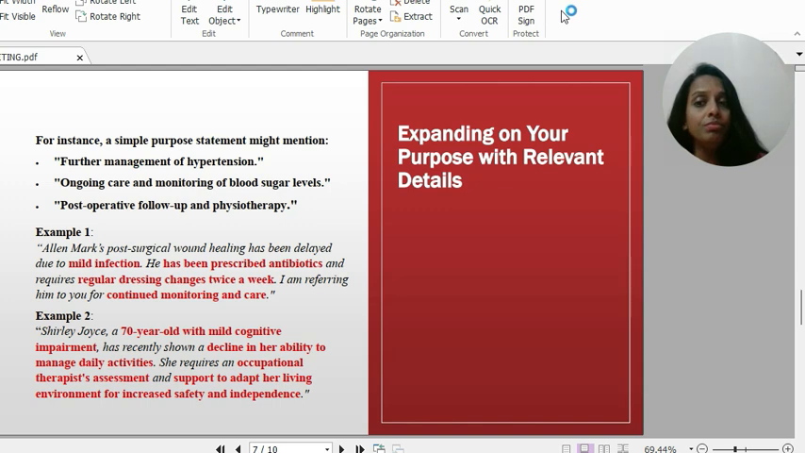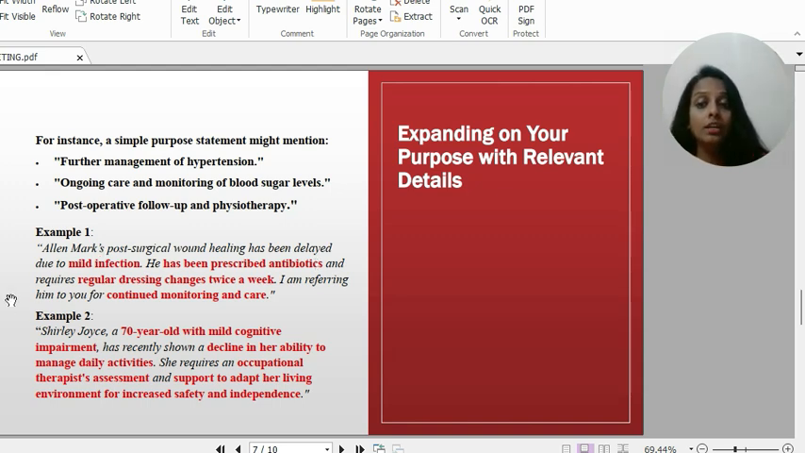So when it comes to the first example, you can see here the condition. Alan Mark's condition, mild infection, right? So this explains the reason for the delay in wound healing, giving a clinical context. And what is the action taken? He has been prescribed antibiotics. So this detail informs the recipient about the current treatment.